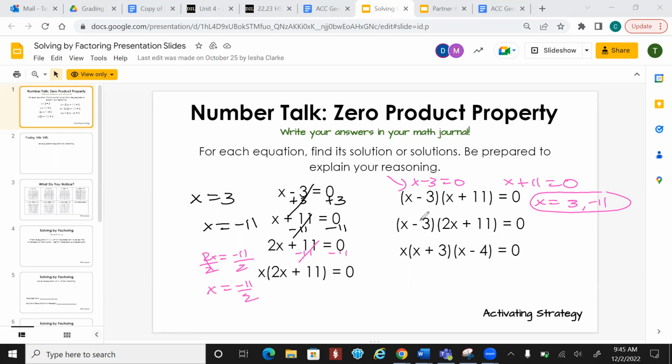Same thing for this one. We would set them both equal to 0, and you would have x equals 3 and x equals negative 11 halves.